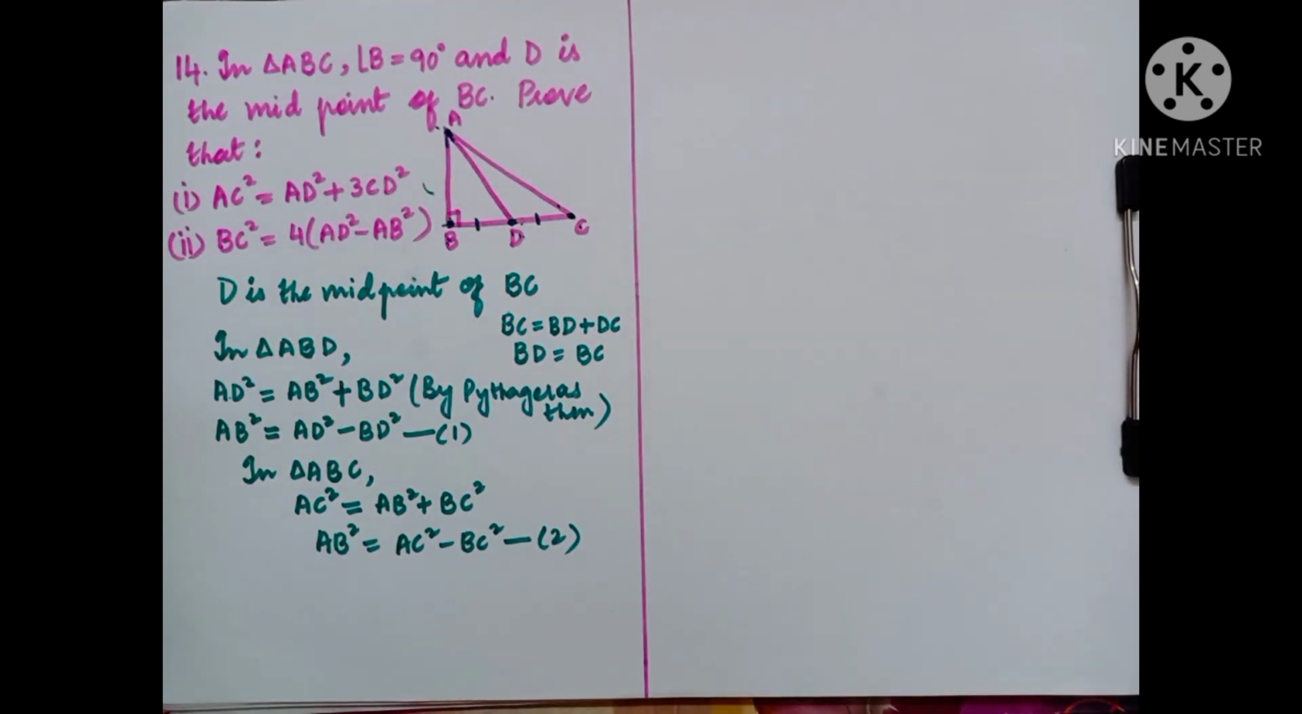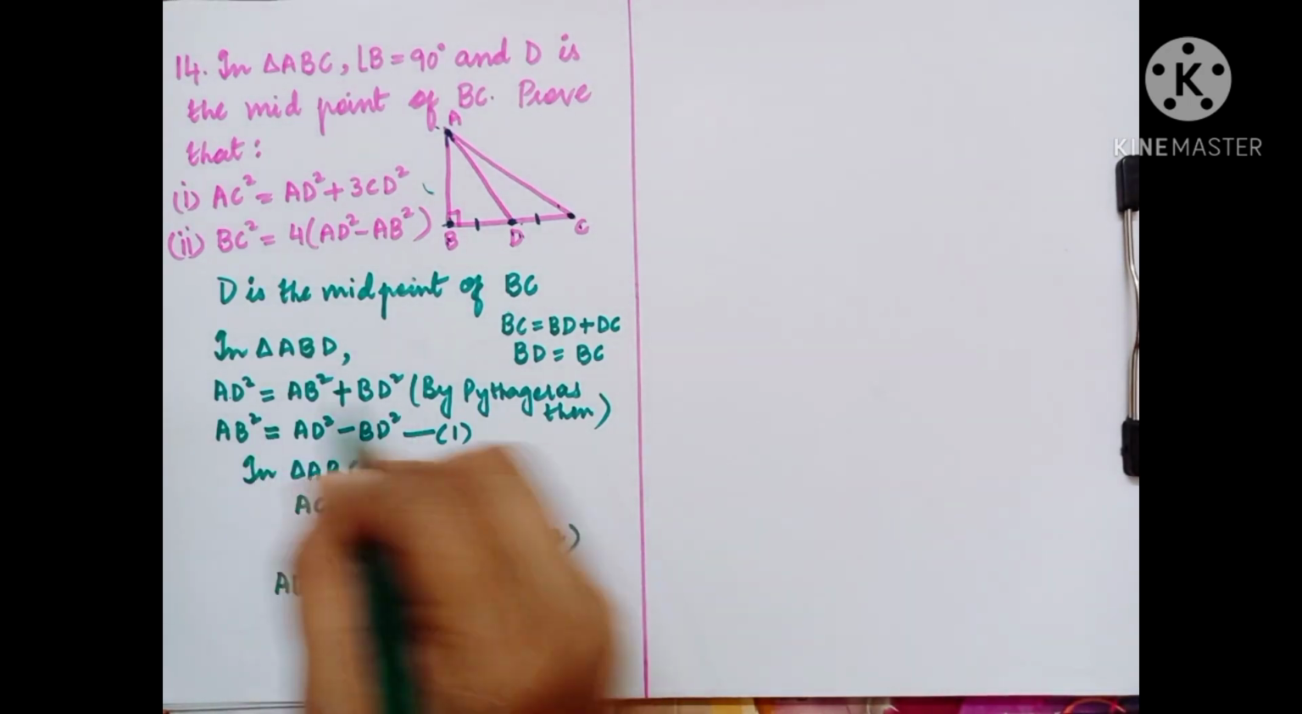So what can you observe in these two equations? You got AB square as AD square minus BD square, as well as AB square equals AC square minus BC square. So what will we do? We will equate both equations.